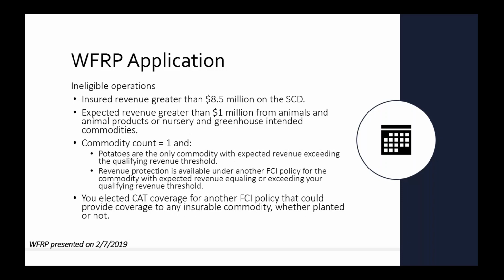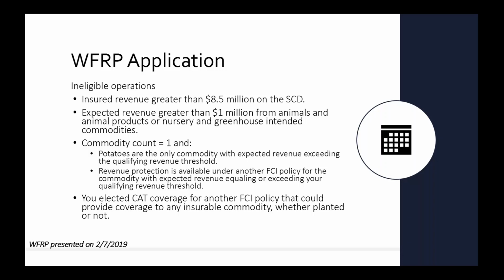So again, getting back to the application here, ineligible operations. It is important to understand the limitations of this coverage. This slide details the coverage limitations that would make the farming operation ineligible. Two things of note. The potato limitation is a legislated requirement, and that's under 508A3C of the Insurance Act. And if you have a CAT policy, whether there is any planted acreage being covered by the policy or not, the farming operation is ineligible for whole farm coverage.